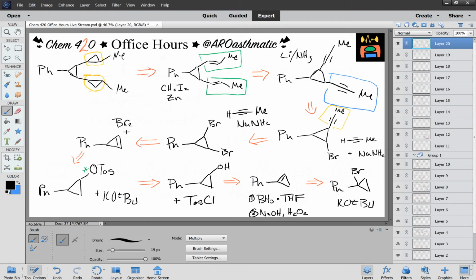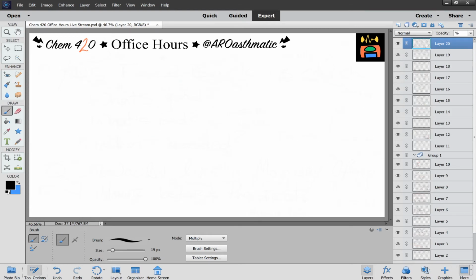And now we found our way all the way back to our starting material, because you can get this brominated cyclopropane by using NBS, radical bromination. So this is our retrosynthetic scheme. Now, this will serve as the roadmap to writing the answer to this problem. Let's use it to move in the forward direction.